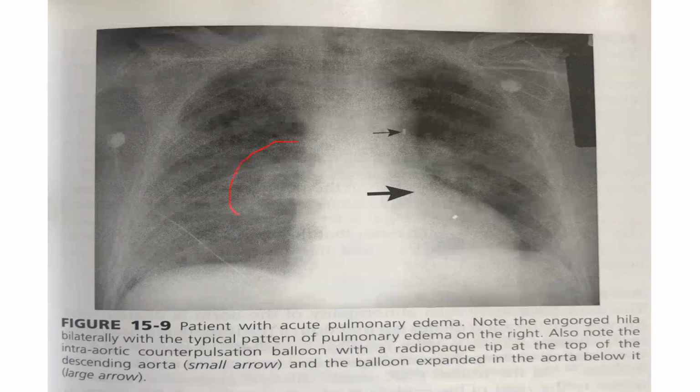This is illustrated by the haziness and engorged pulmonary hila on both the sides, and we can also see the presence of a radio-opaque marker here, which is suggestive of an intra-aortic balloon pump with balloon inflated in the descending part of the aorta.